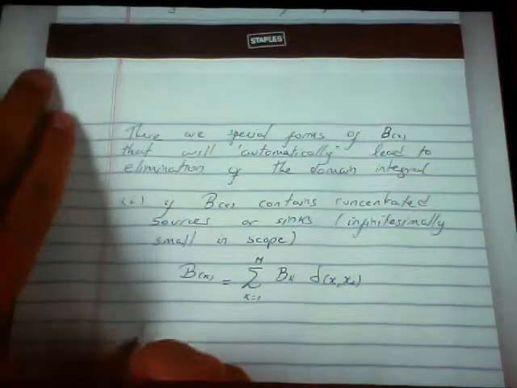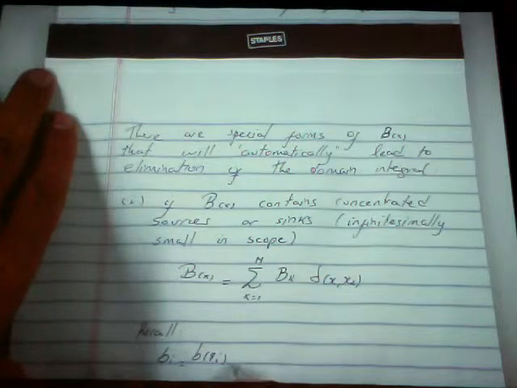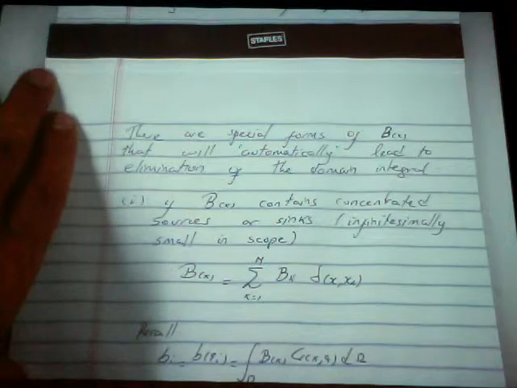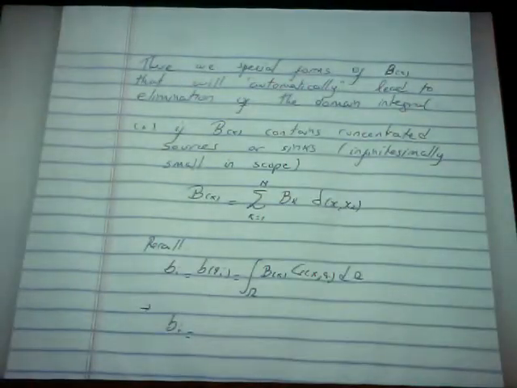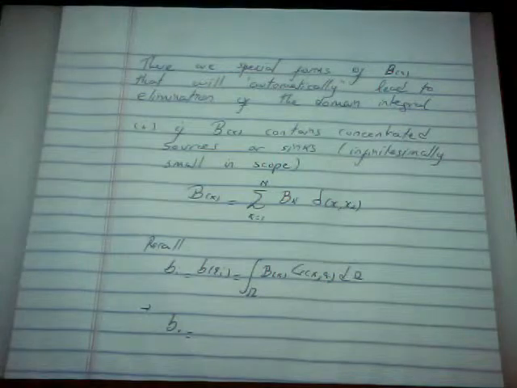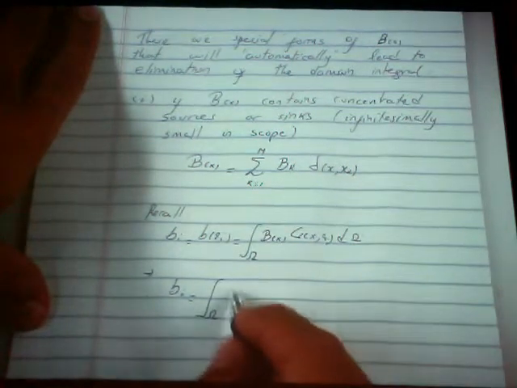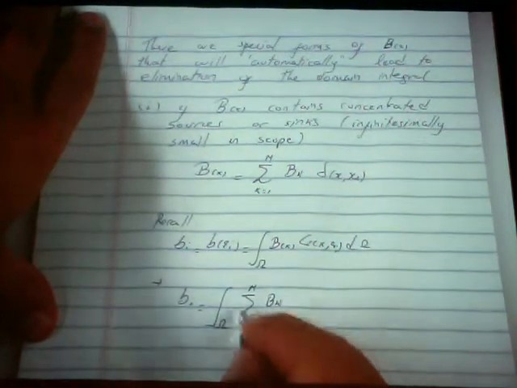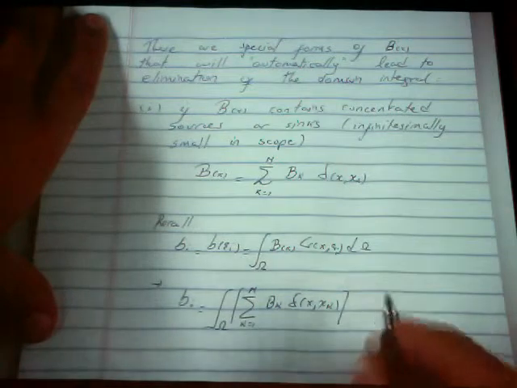So recall Bi, which is B of psi I, is equal to the integral of B of x times G of x and psi, and therefore the elements of Bi are equal to the summation from k of Bk delta x comma xk, where xk are the locations of the sources, times G.